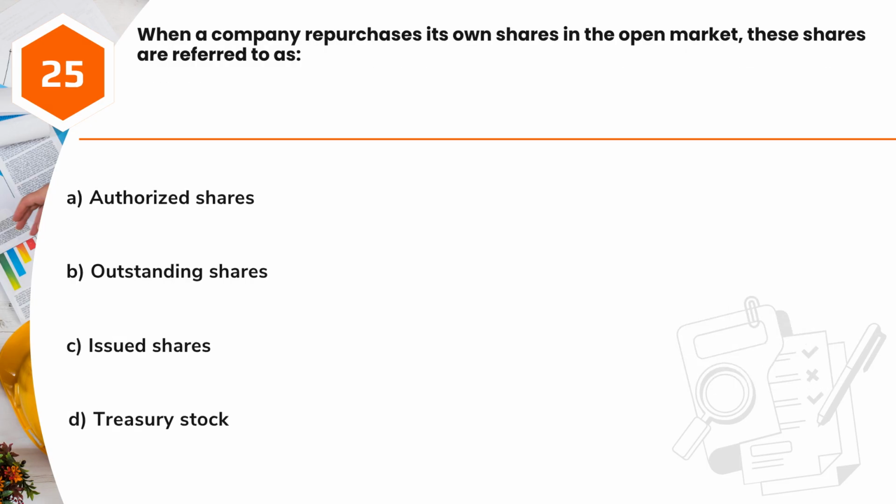Question 25. When a company repurchases its own shares in the open market, these shares are referred to as A. Authorized shares. B. Outstanding shares. C. Issued shares. D. Treasury stock.